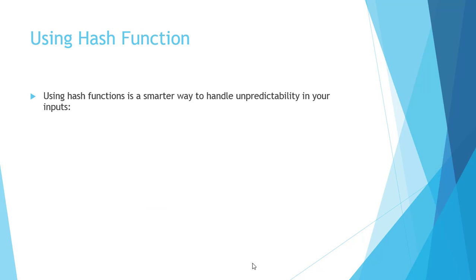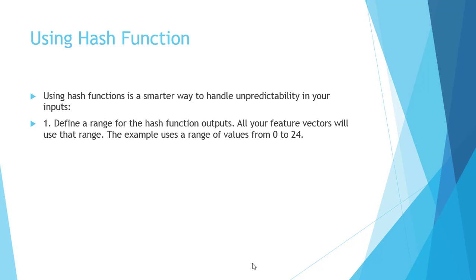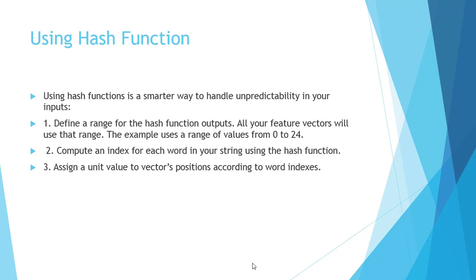Next, the hash function is a smarter way to handle the unpredictability in your inputs. So first we have to define a range for the hash function outputs. All your feature vectors will use that range. The next example will use the range of values from 0 to 24. Next, compute an index for each word in your string using the hash function. Next, assign a unit value to a vector's position according to the word index.